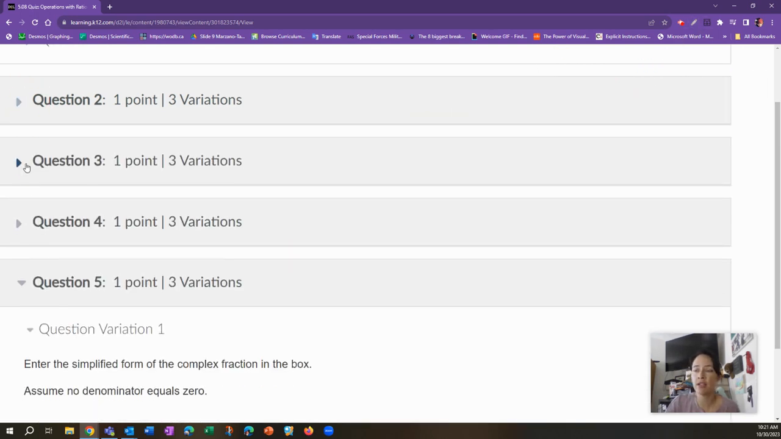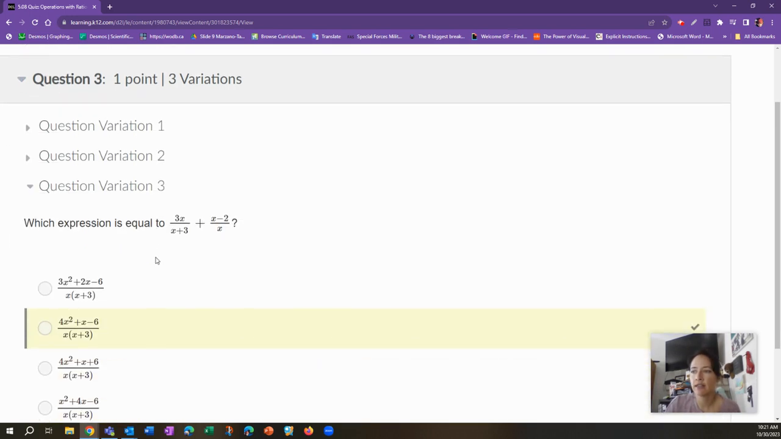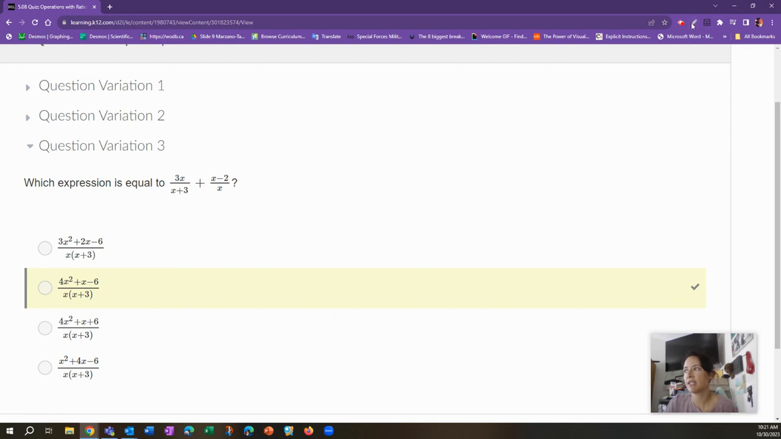Lots of work, you guys. Here we go. We're not done. Question 3. Okay, we're adding. There's the answer, but let's see how did they get the answer. 3x over x plus 3 plus x minus 2 over x. Well, we need them to be common denominators. So I immediately look at the denominator. Do they have anything in common? Nope. So I'm going to multiply by the opposite denominator, right?